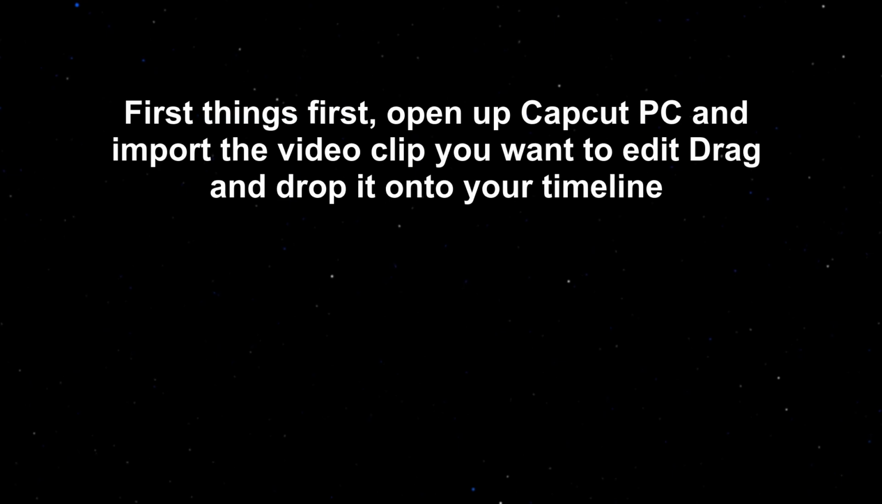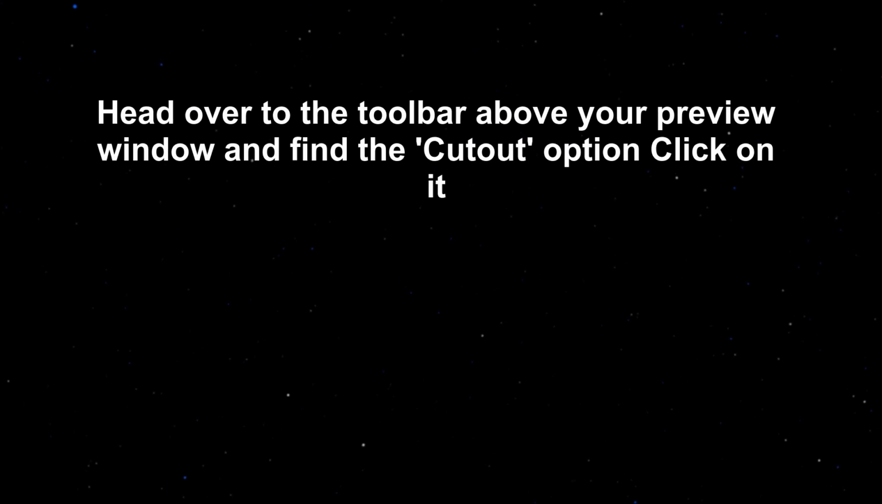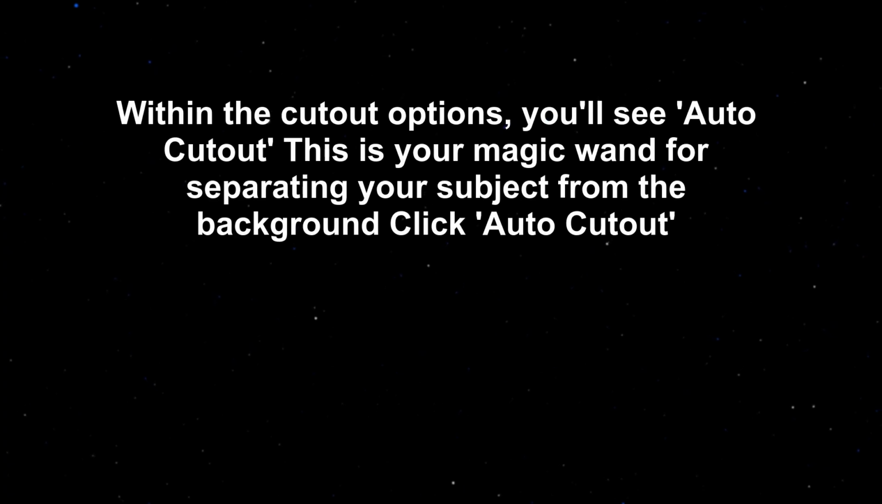First things first, open up Capcut PC and import the video clip you want to edit, drag, and drop it onto your timeline. Now, the magic happens with Capcut's built-in background removal tool. Select your video clip on the timeline. Head over to the toolbar above your preview window and find the Cutout option. Click on it. Within the Cutout options, you'll see Auto Cutout.